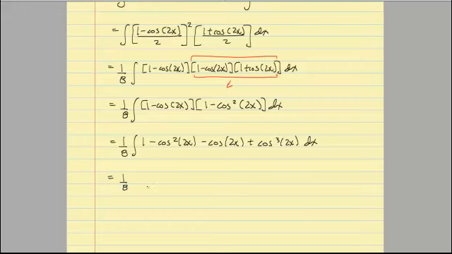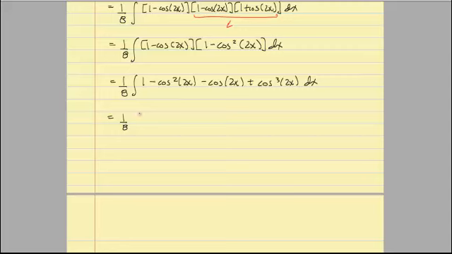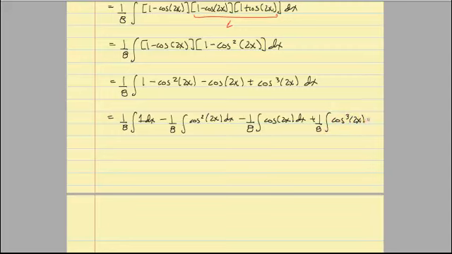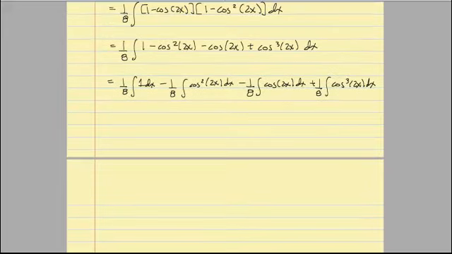Remember, the 1/8 is out front of all of this, and we can talk about distributing through that 1/8 a little bit as well. So let's split this up into separate integrals. The 1/8 integral of 1 dx minus 1/8 integral cosine squared of 2x dx minus 1/8 integral cosine of 2x. And you can already see that some of these are kind of easier than others. 1/8 integral cosine cubed of 2x dx. A couple of these we can integrate pretty easily. This first one comes to mind. The integral of 1/8 dx would be 1/8 x, so we can rewrite that as 1/8 x.